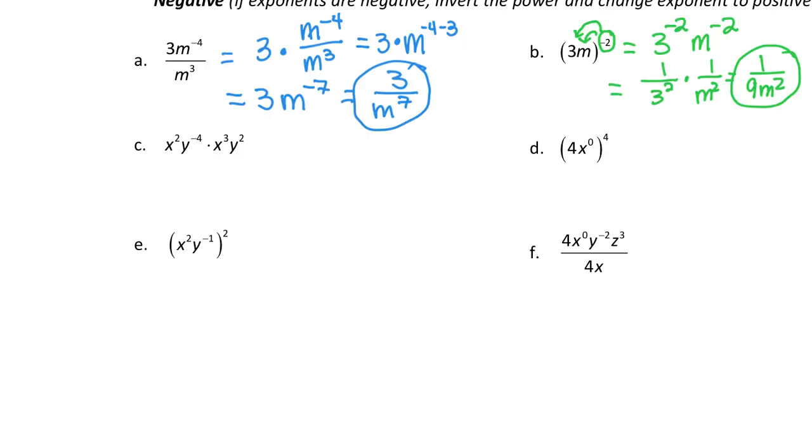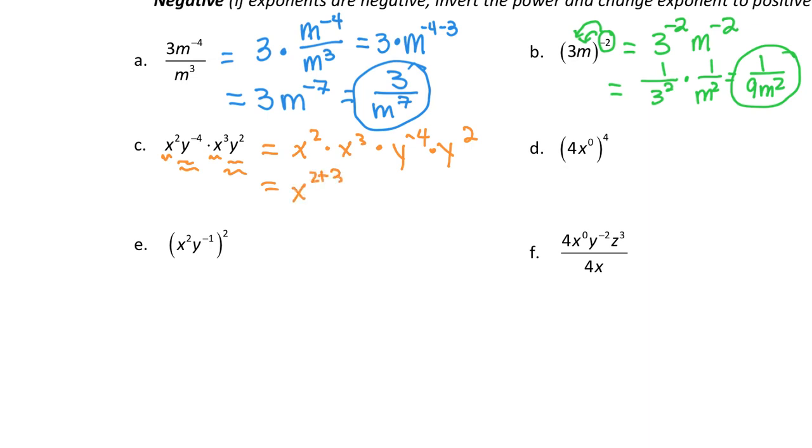In example C, I want to move everything together that's alike. So I'm going to move my x's. I've got this x squared and x cubed, so x squared times x cubed. I've got these y's. I'm going to move them together. y to the negative 4th and y squared. Now I actually didn't need to do this step. I could have skipped it and just added my exponents.